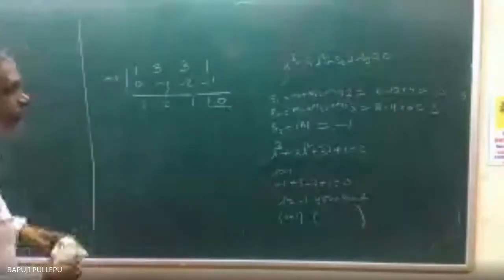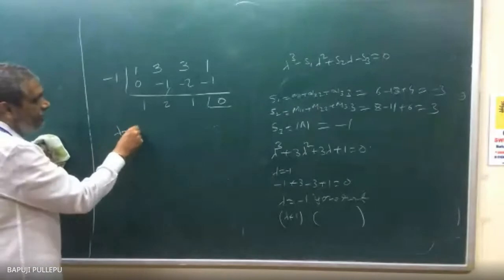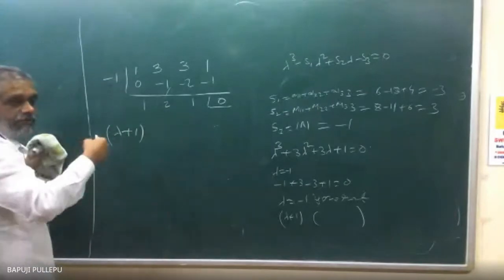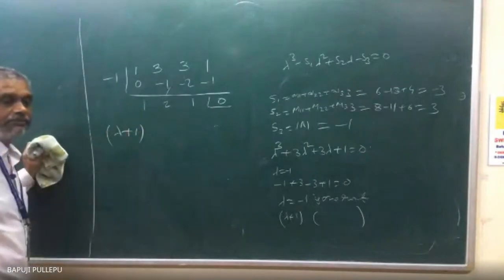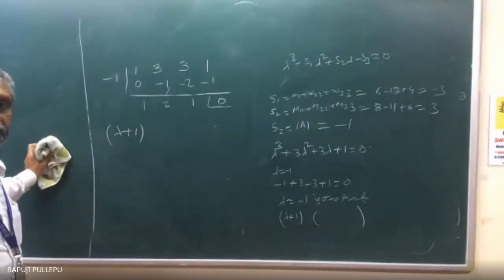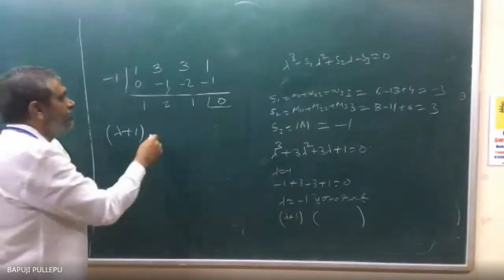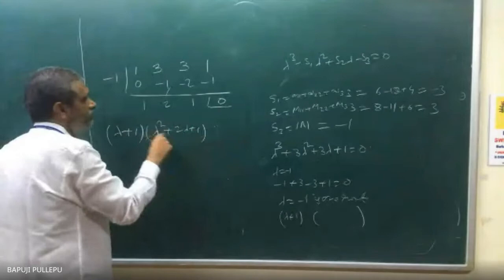Now, what I will do, lambda is equal to -1 gives the factor lambda plus 1. Already 1 degree I have taken out. From the 3rd degree I have taken 1 degree. Now, this remaining part starts from where? Lambda square, sir. 2nd degree. Already 1 degree I pulled off, so remaining is 2 degrees. So, 2nd degree is what? Lambda square plus 2 lambda plus 1 is equal to 0.